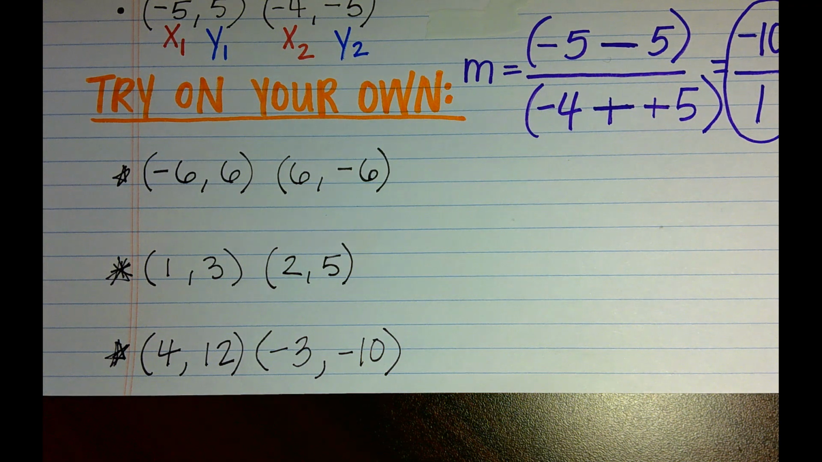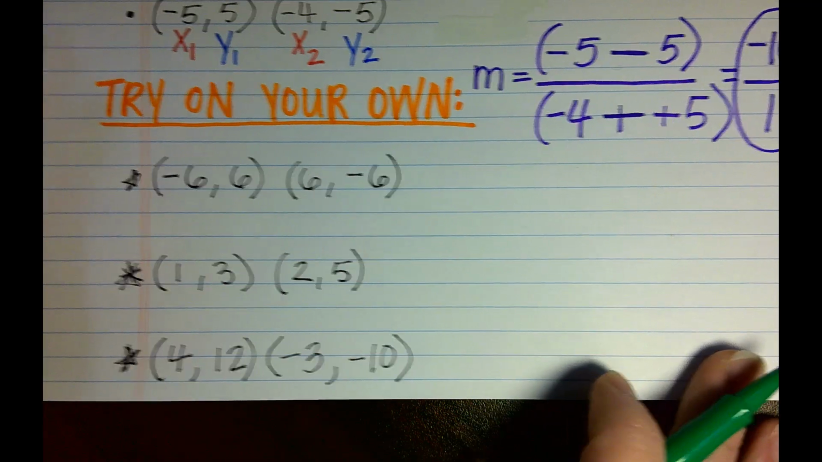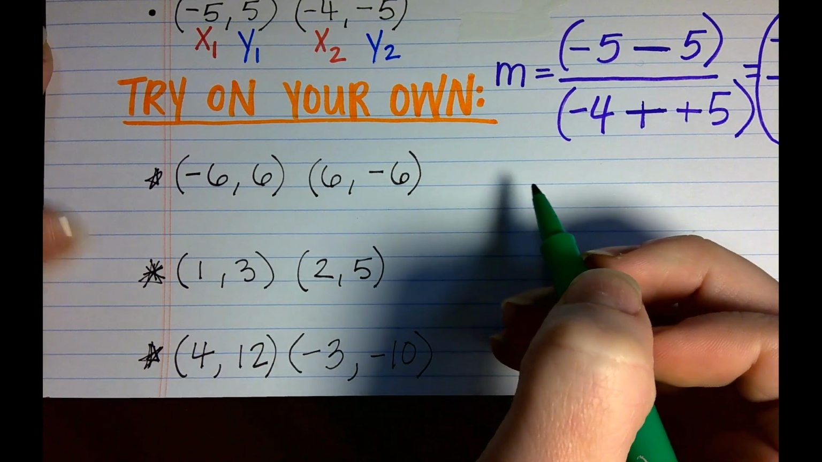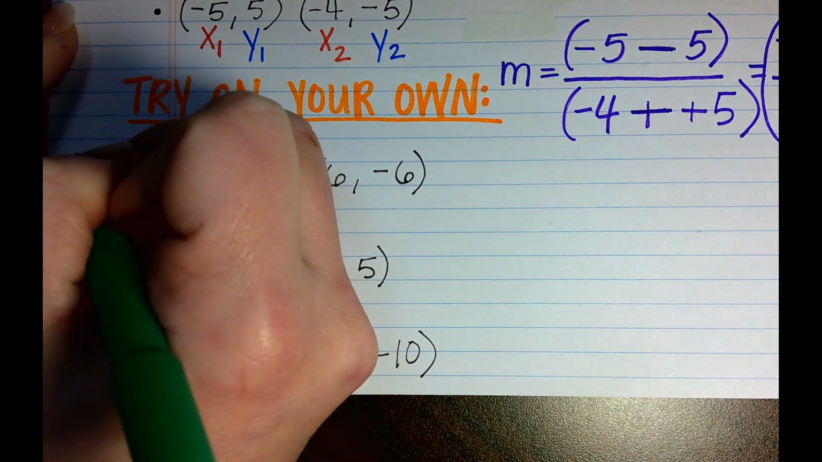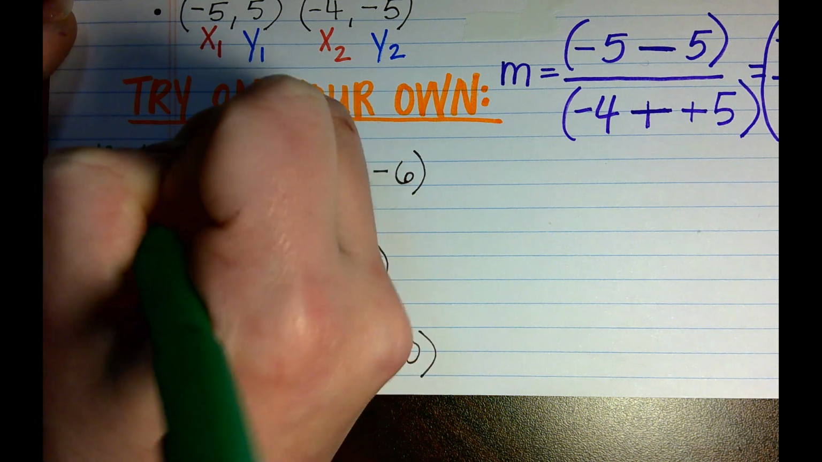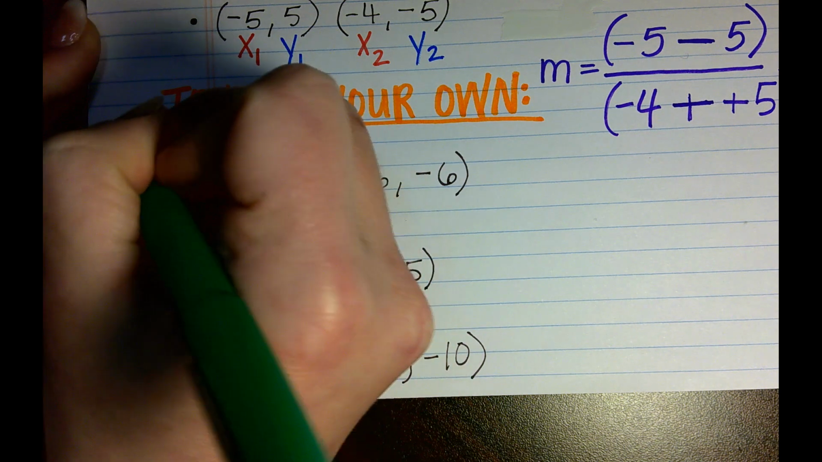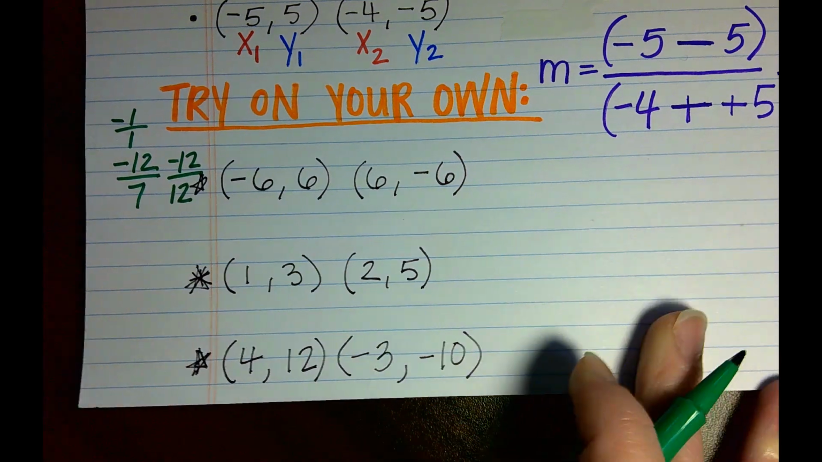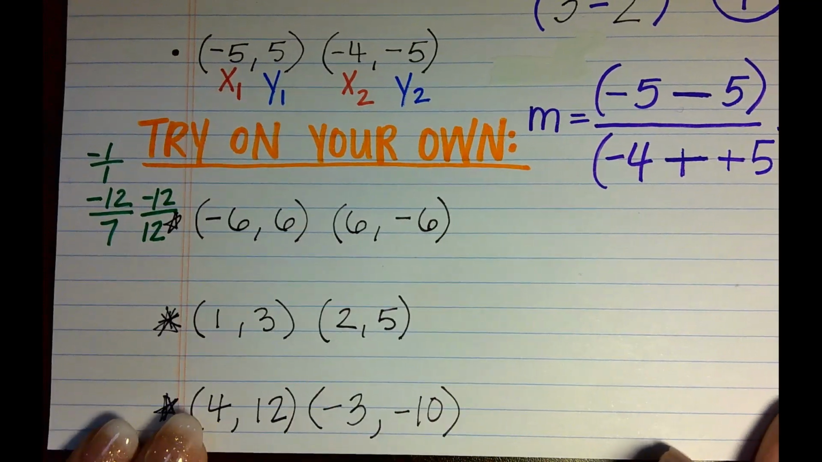So, for the first one, what are some of the slopes you guys got? I'm going to see if we got different answers. You can just shout them out. -12/7. -12/12. Anything else? Just those two? Ultimately, I got -1/1, simplified, which would be the same as -12/12. Okay, well, let's work this out and see which slope is right.